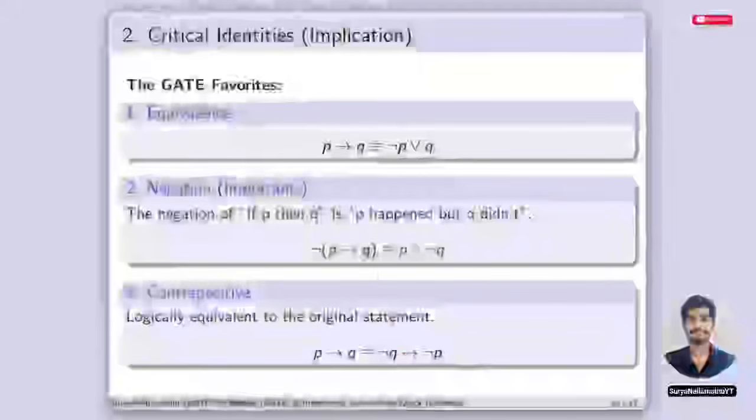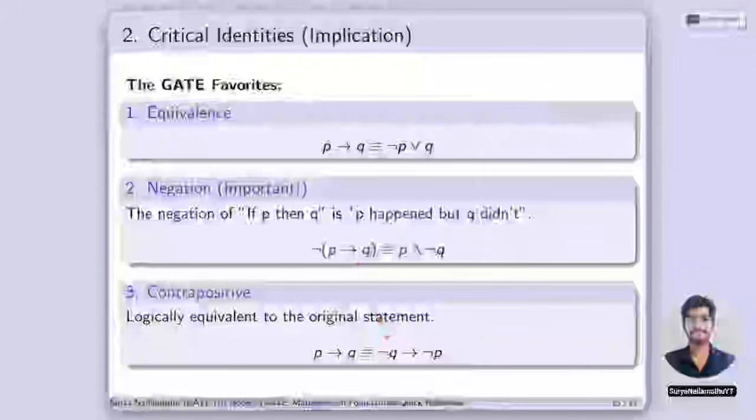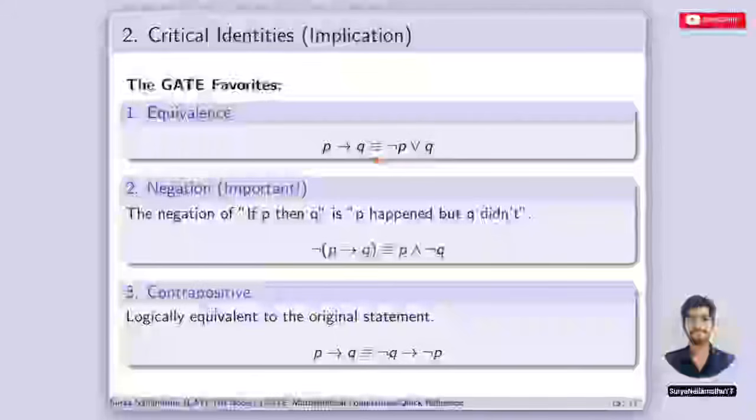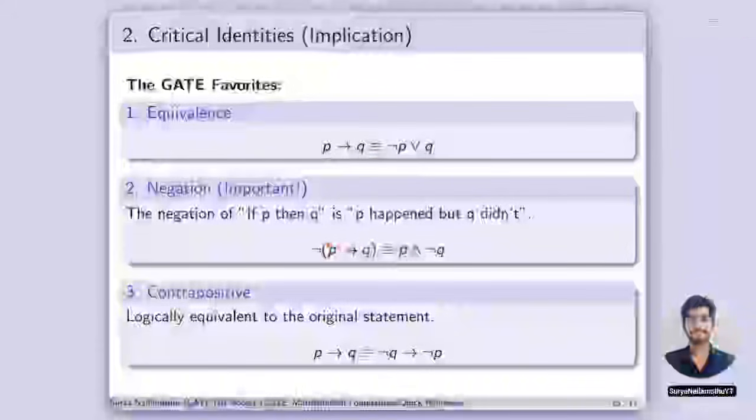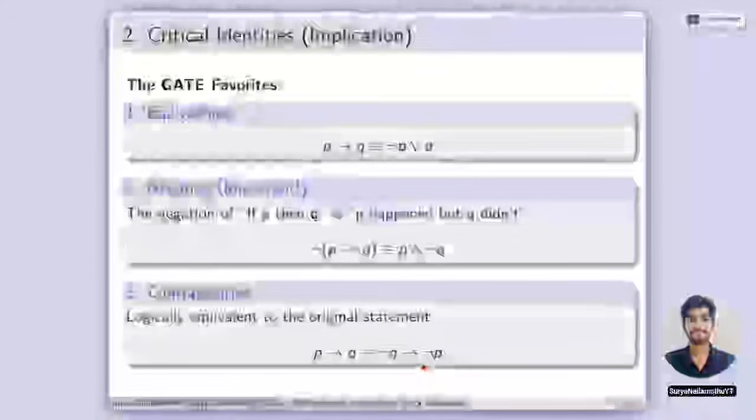And the next one is here. These are some important conditions. If P implies Q, the equivalence is negation of P or Q. For the negation, it is important: when we apply the negation to this term, then we get P and negation Q. For the contrapositive relation, the logically equivalent statement is P implies Q is equal to negation of Q implies negation of P.